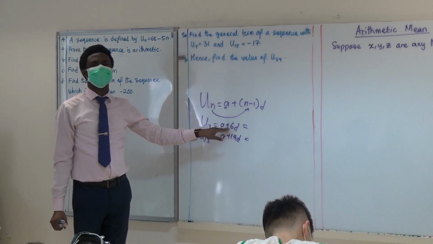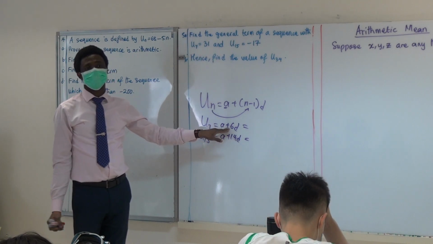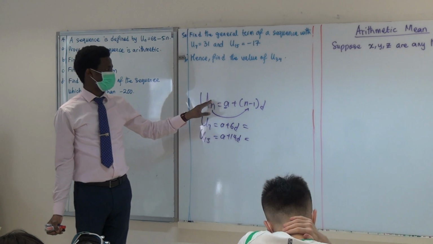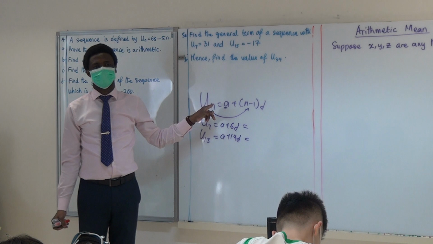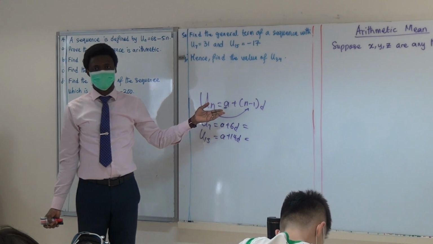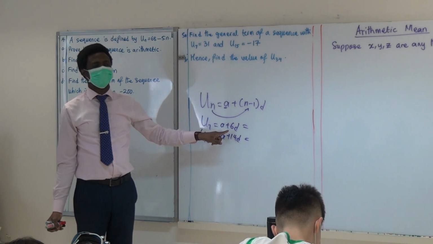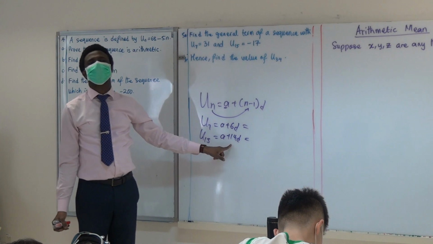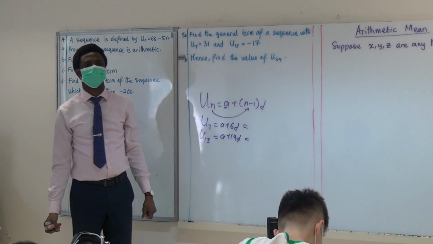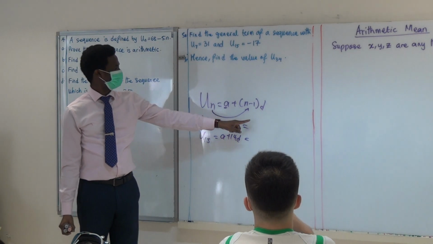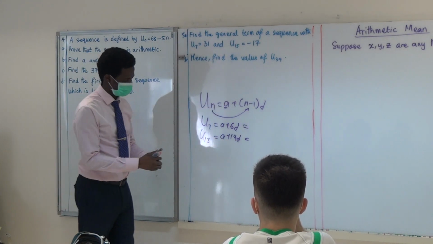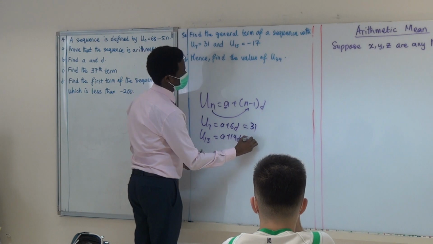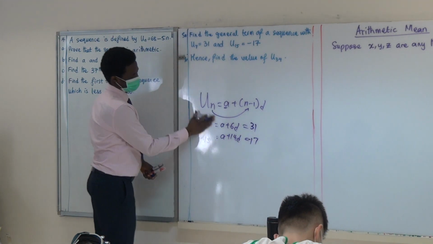U7 is A plus 6D. Agree? Yes. Because in any nth term, the coefficient of D is always the position minus 1. Do you understand? Yes. So U7 is A plus 6D, U15 is A plus 14D. You understand why? Yes, I do. Okay. So this is 31 and this is negative 17. So you have a simultaneous equation.